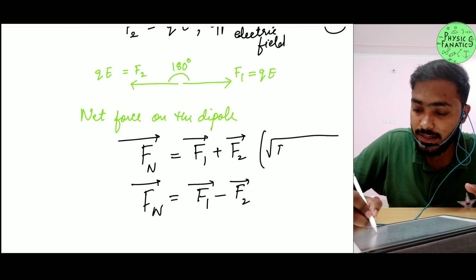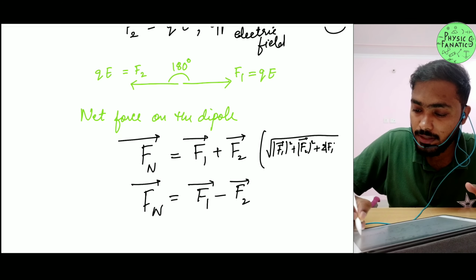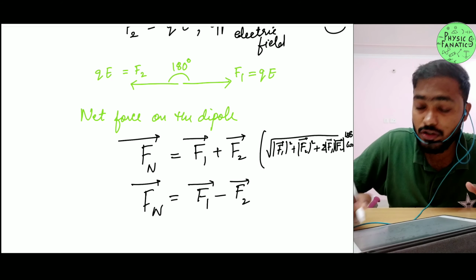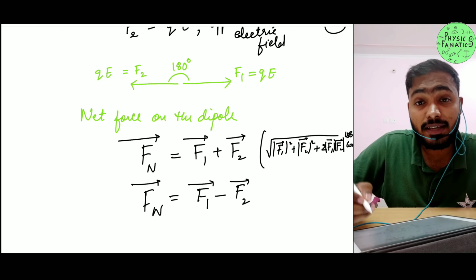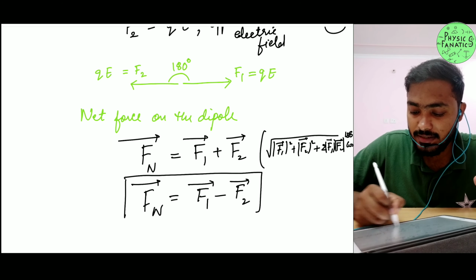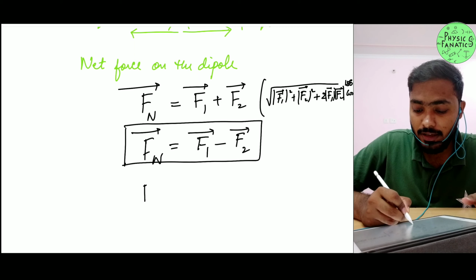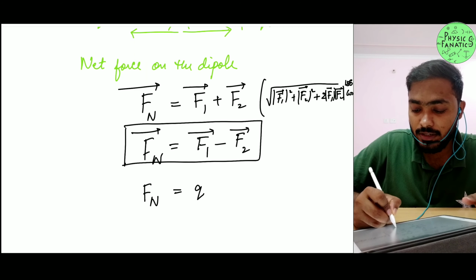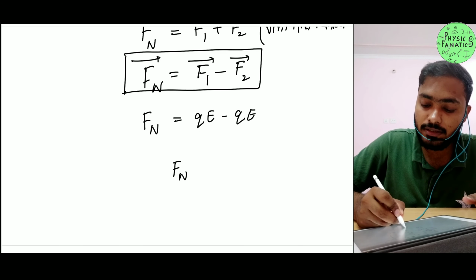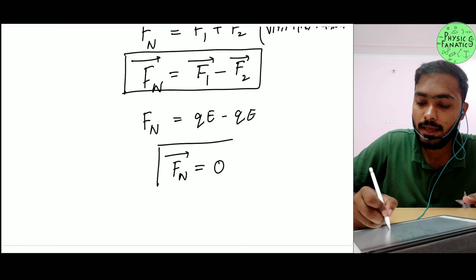Because obviously you will apply the formula, that is F1 vector square plus F2 vector square plus 2 times F1 vector F2 vector and cos of 180, right? You know cos of 180 is -1, and this will become F1 minus F2 whole square, and the bracket and square cancel, and we are left with this result. And I know F net will be simply Q times E minus Q times E, and finally the answer is F net vector equals 0, right?